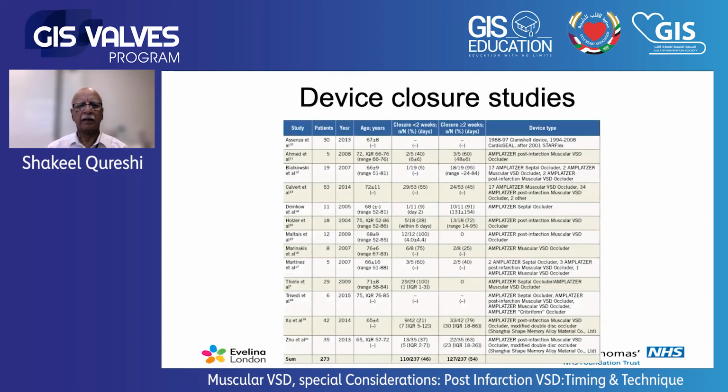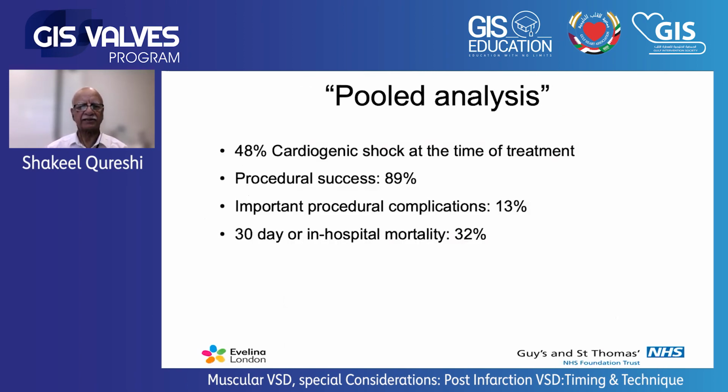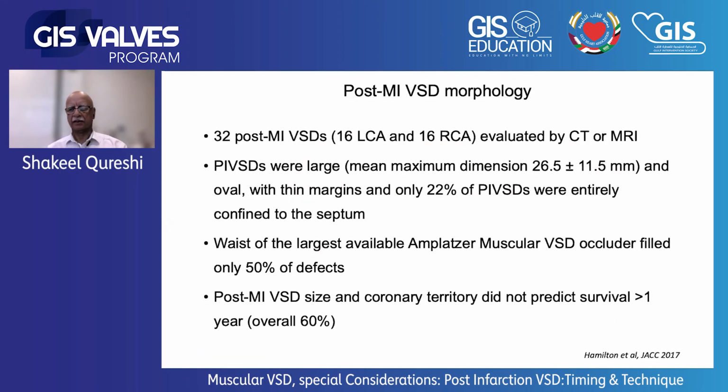And there's the summary of the literature on post-infarct VSDs, and the pooled analysis shows that 48% of the patients were in cardiogenic shock at the time of the treatment. Procedures were successful in almost 90% of cases, but there were procedural complications in 13%, and in-hospital or 30-day mortality was around 32%. So still high mortality, but not as high as some of the studies, especially surgery.